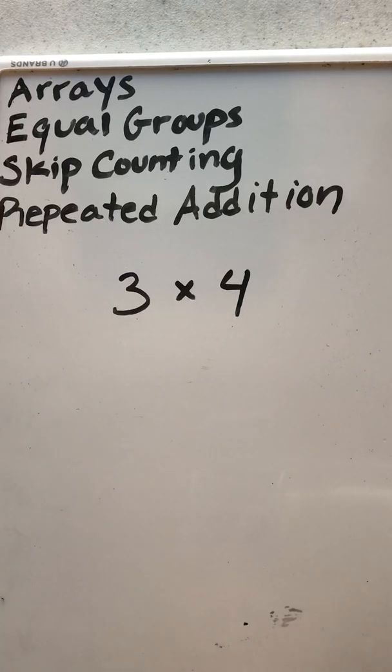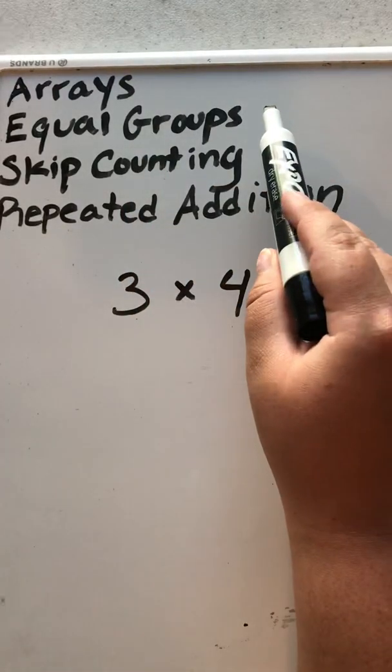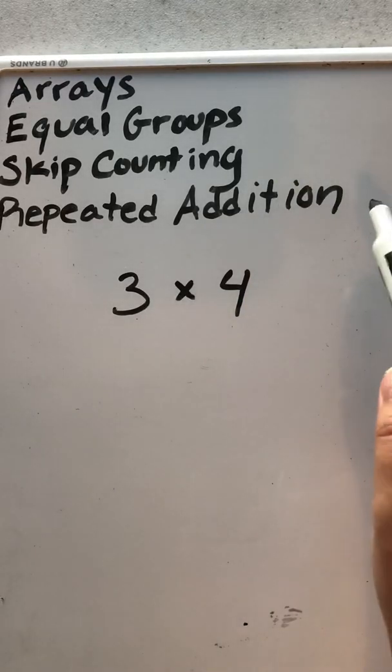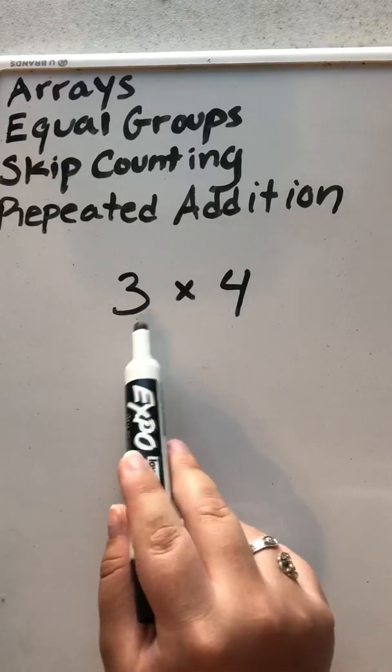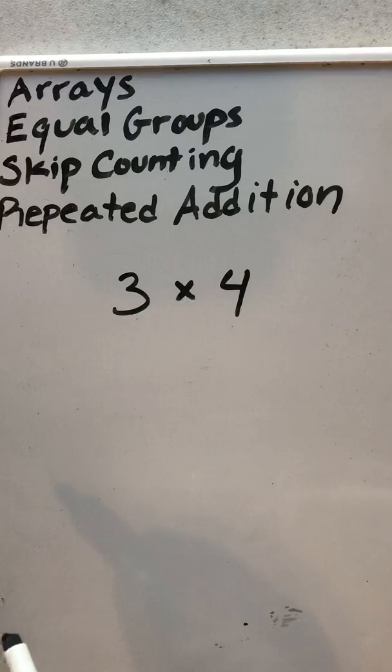So multiplication is essentially counting up equal groups and deciding how much you have in all. And there are a few ways to do this. You can multiply using arrays, equal groups, skip counting, or repeated addition. So let's look at one problem, 3 times 4, and use all of these different ways to solve it.